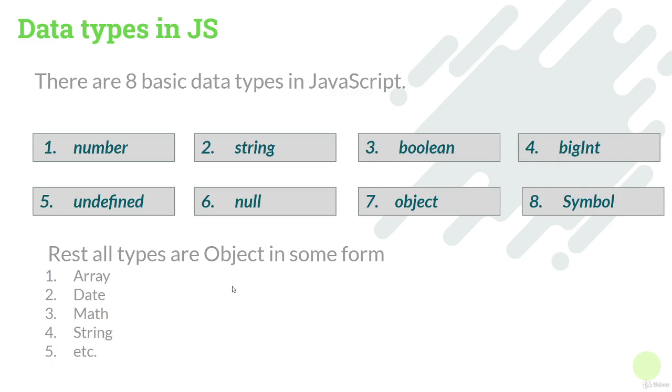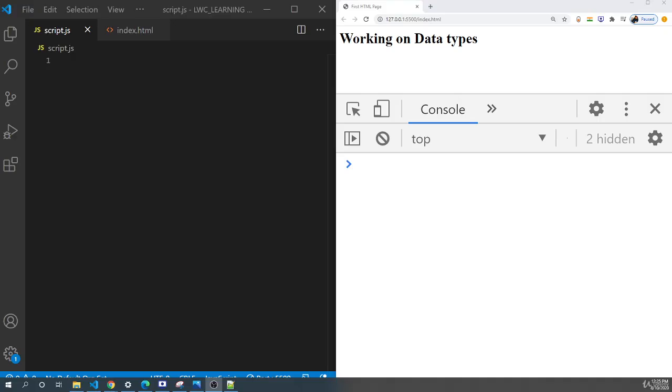So let's go to our VS Code and try to play with the data types now. I am back in my VS Code, and here I have a script.js and the index.html, and again we're gonna write our data types in the script.js.